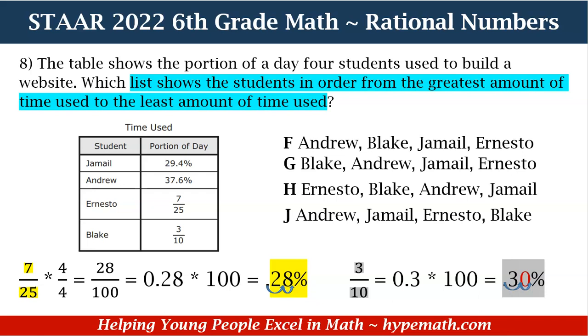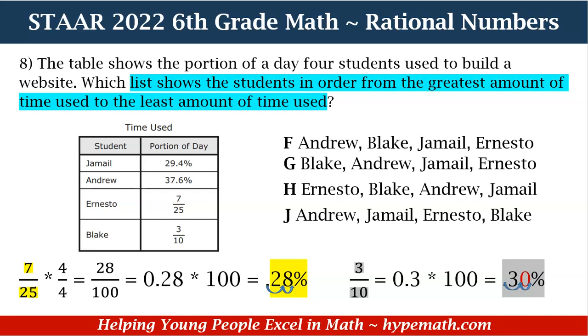Now I'm going to multiply my numerators going across. 7 times 4 is equal to 28. 25 times 4 again is equal to 100. 28/100. I can convert that easily to a decimal, which will be 0.28.